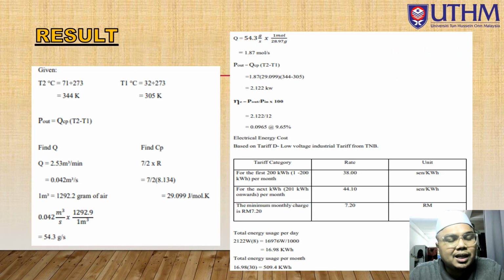Alright, this is a sample calculation result for the air compressor. The total energy used per day after calculation is around 16.98 kilowatt hours. So the total energy used per month is simply multiplied by 30, and we get around 509.4 kilowatt hours. That is the calculation of usage for one month.